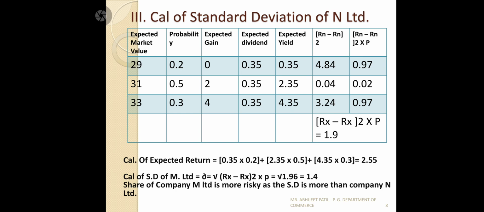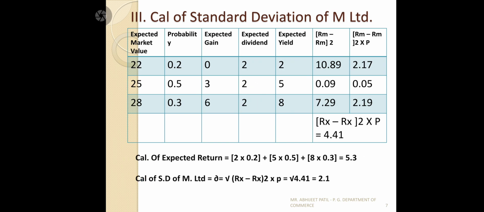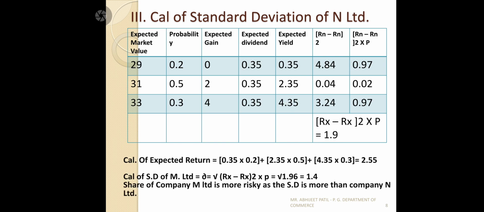Then you use the standard deviation and give the evaluation result: company M is 2.1 and company N is 1.4. So company M's standard deviation is more than N's, so company M is more risky to invest in than company N. That is how to compare, and as an advisor you give that advice: company M is more risky because its standard deviation is 2.1 whereas N's is 1.4. This is the problem they asked for 15 marks in the last question papers.